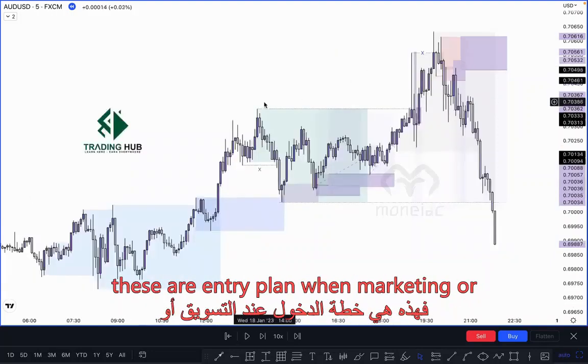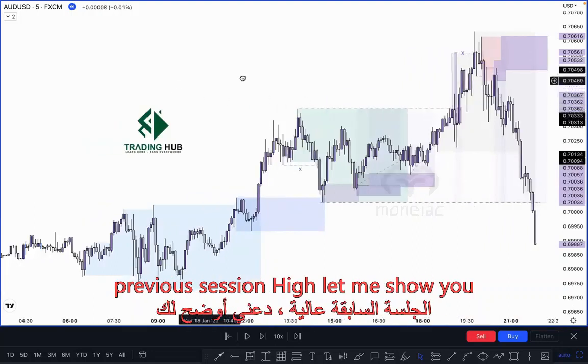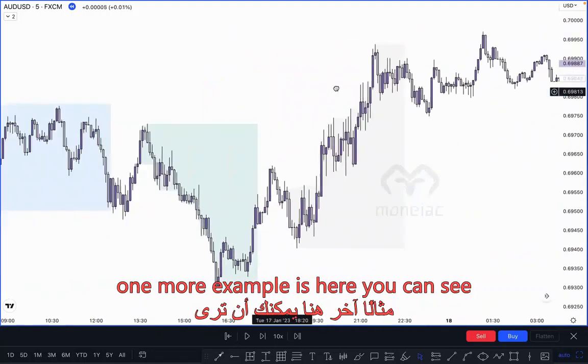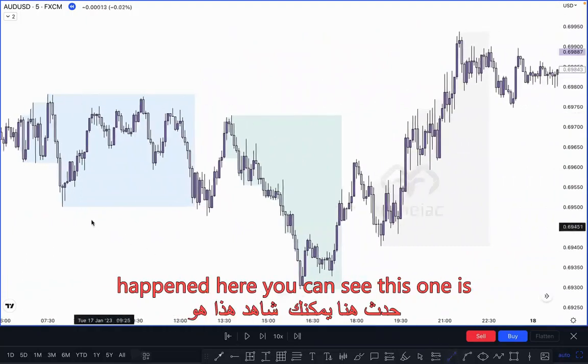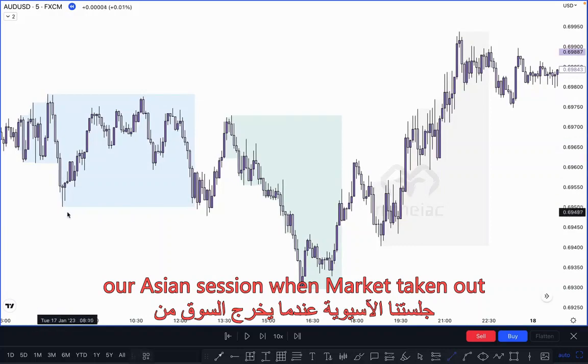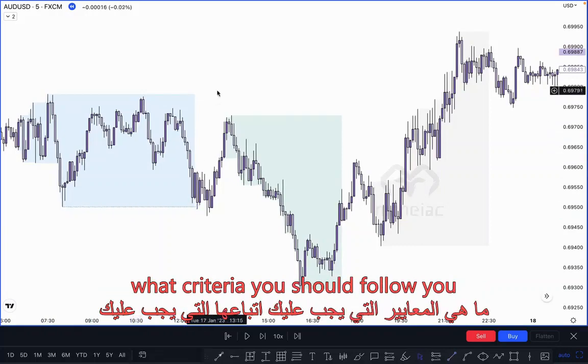So these are the entry plan when the market takes out the inducement, when the market sweeps the previous session high. Let me show you one more example here. You can see these are previous examples. What happened here? You can see this one is our Asian session. When the market takes out the Asian session in the London session, then what criteria should you follow?